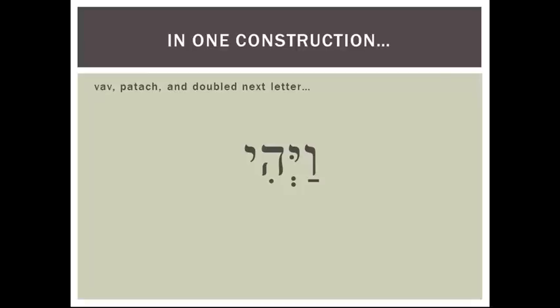What's a conjunction? You might remember the old Saturday morning song, "Conjunction Junction, what's your function? Hooking up words and phrases and clauses." Well, a conjunction is a connector that connects one word to another word. Okay, so vav at the front of a word is and.